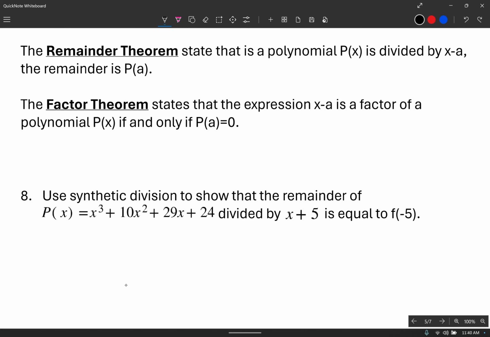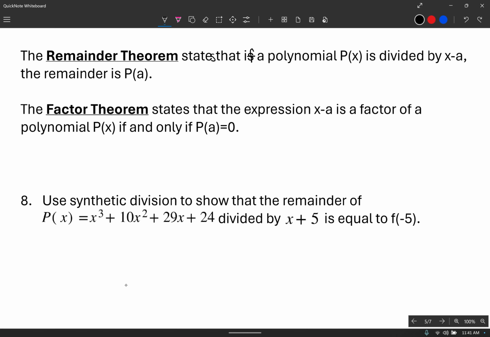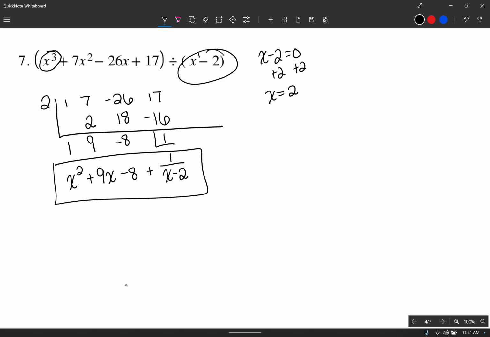All right, the remainder theorem states that if a polynomial p of x is divided by x minus a, then the remainder is p of a. That just literally means if I took this number behind the minus sign and I plugged it into my polynomial, I would get the remainder of what I divided. So, like if you look at number 7, it's saying that if I were to take 2, which is what is on the outside here, and plug it in for all of the x's, I'm going to get 1 as the answer.